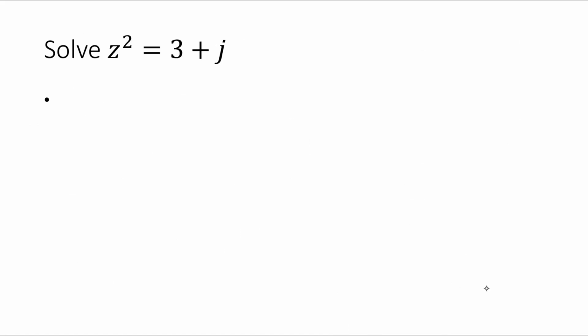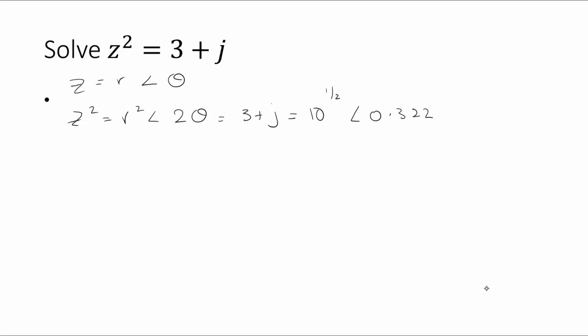This question we do similarly. We know what z is. z is equal to r angle theta. So z squared equals r squared angle 2 theta. But this r squared angle 2 theta is equal to 3 plus j, which in polar form is 10 to the half angle 0.322 plus 2 pi k, where k is equal to 0 and 1, right?